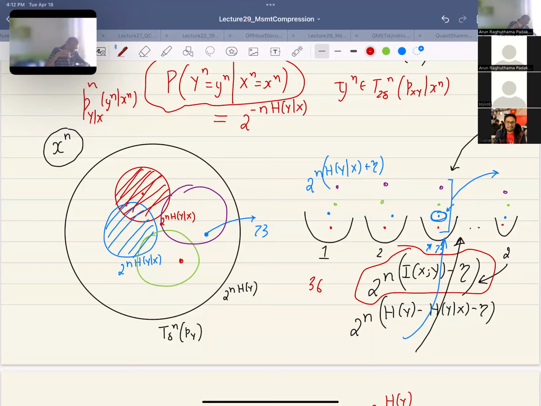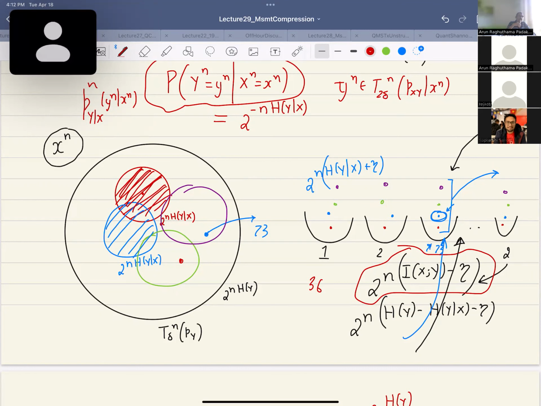So the bin index is telling you where in the conditional typical set you should look, and Bob gets to know exactly that sequence. Bob is also given that index, and so he will figure out what that sequence is. So in some sense, you've been able to do what you want, but with a lesser number of bits. Do you see it?